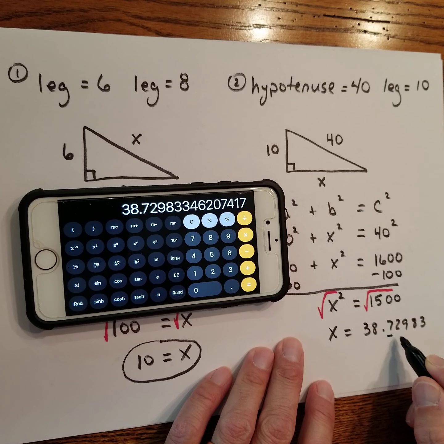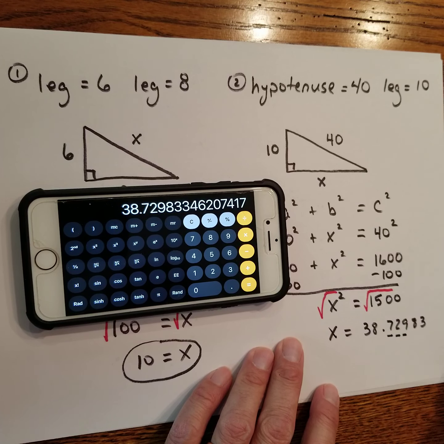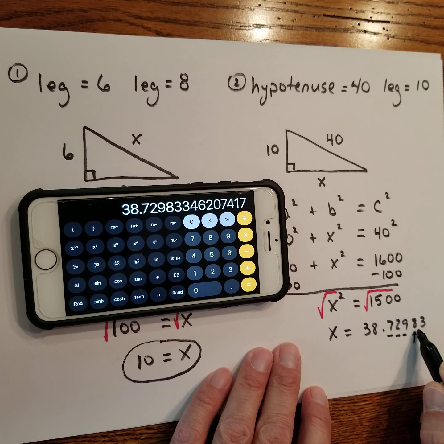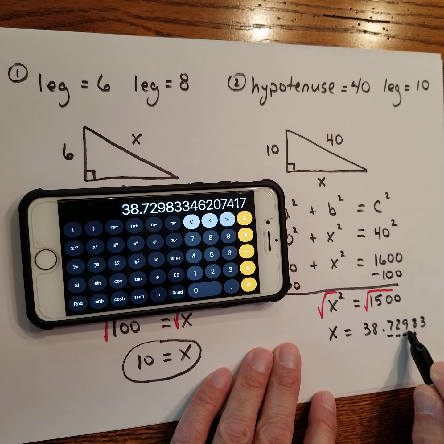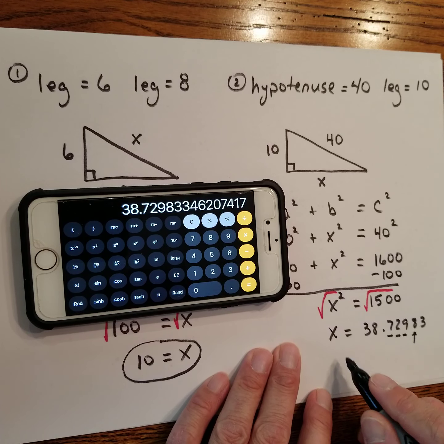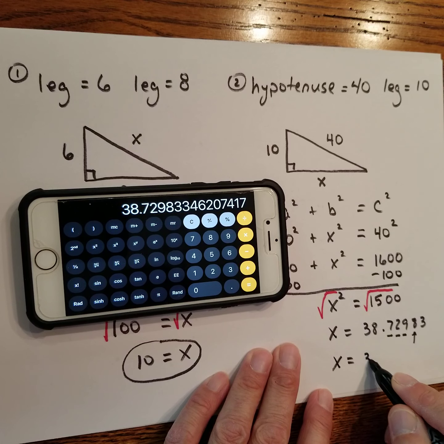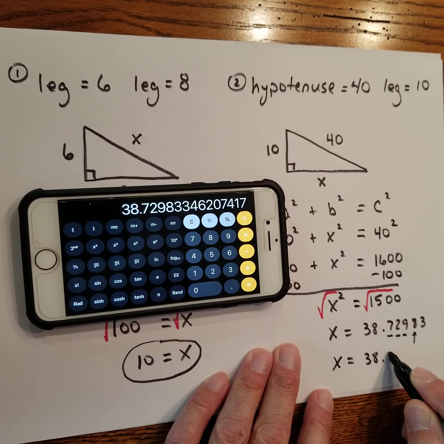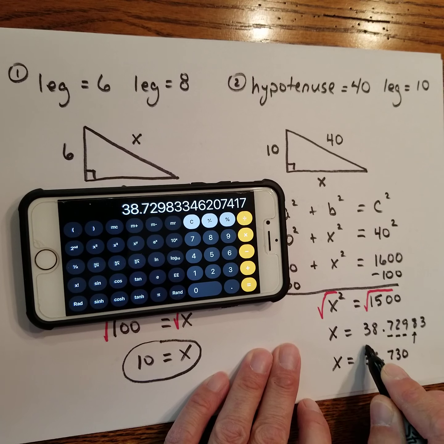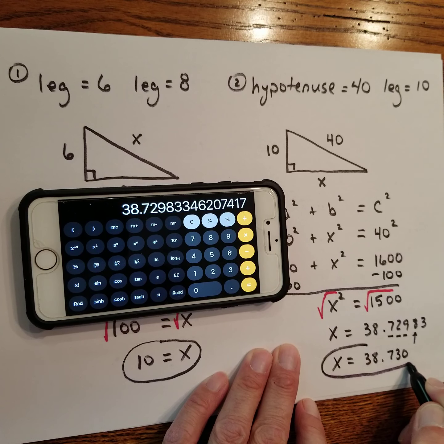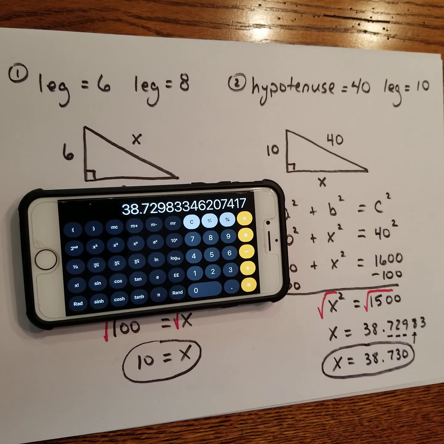Round to the nearest thousandth. That's 3 place values. So check the 4th place value out. Since that number's big, we round up. We'll round 729 up to 730. That's 38.729 rounds up to 38.730. Got it.